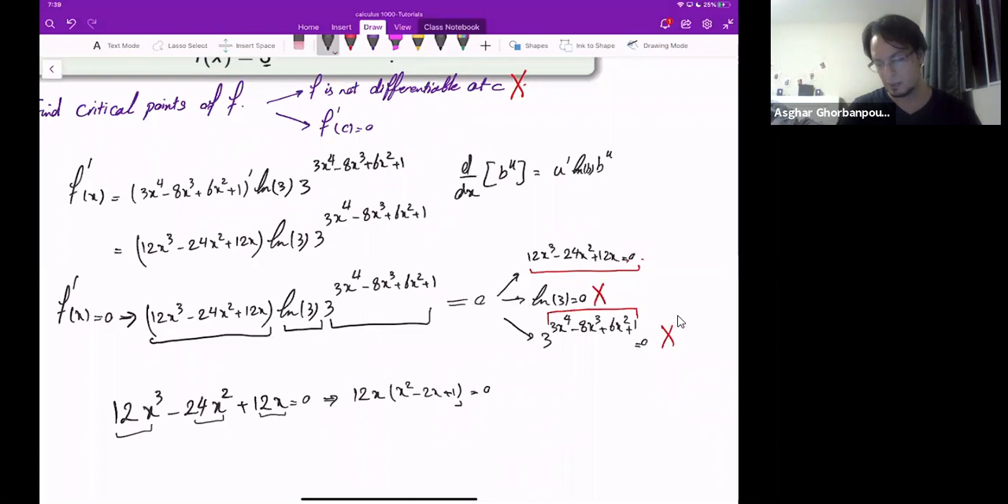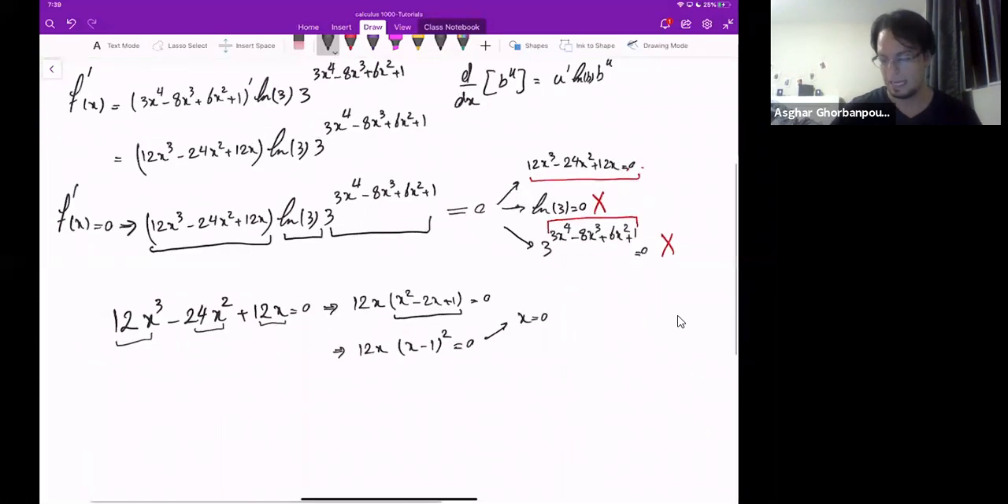Oh, look at this one. This is quadratic. And actually, I know how to write this. This is (x minus 1) squared. And from this, we conclude that 0 and 1 are two values of x which make f prime equal to zero.